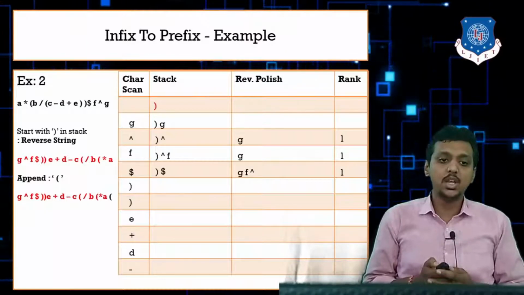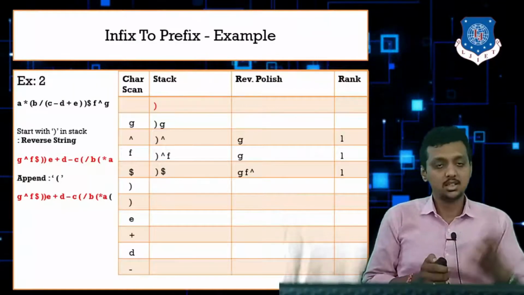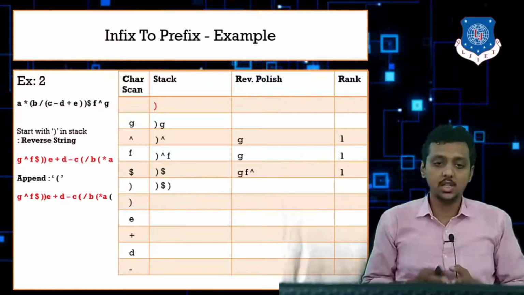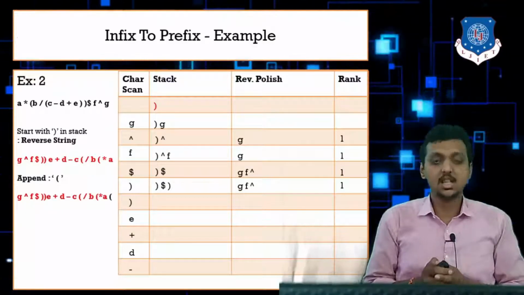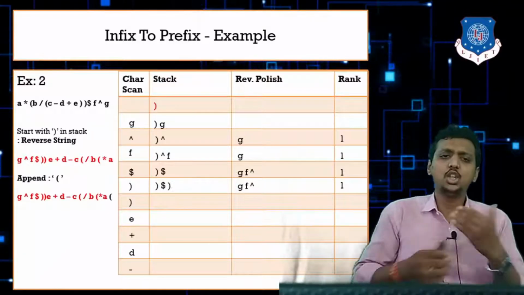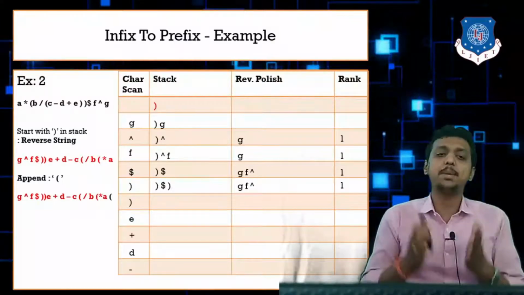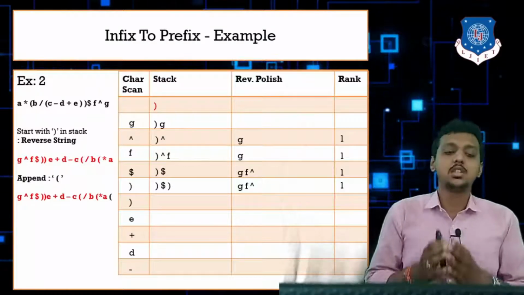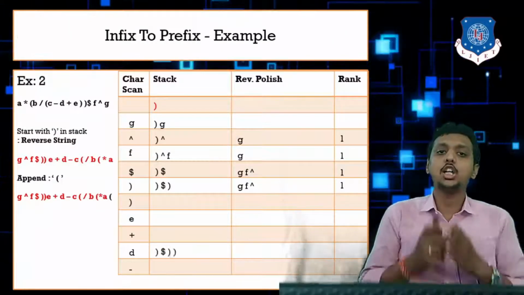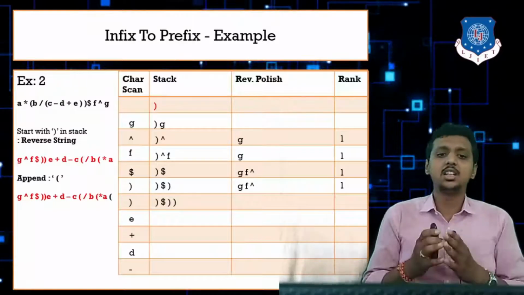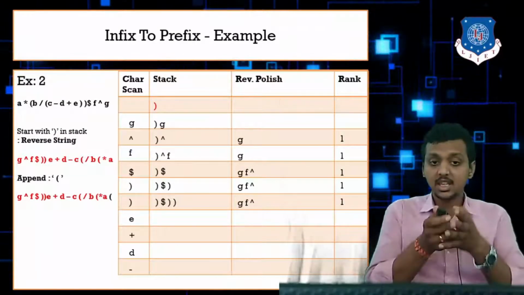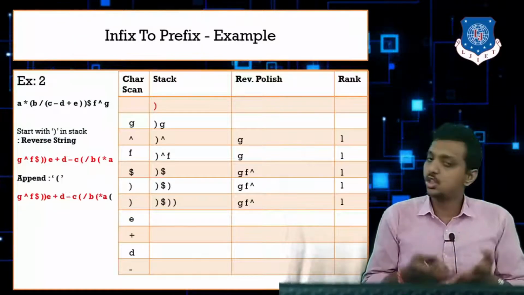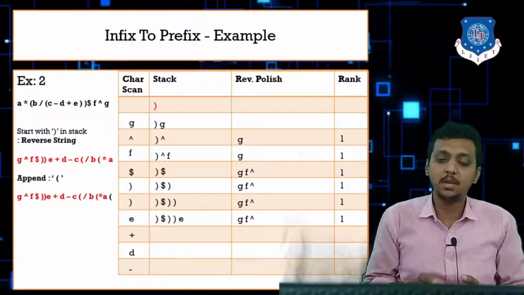Now next we have the closing one. What to do when you get the closing? Just push it inside the stack. When you push it, the stack becomes closing dollar closing. The reverse polish and rank remain as they are. Again I have the closing bracket. Again we need to push closing inside the stack, because the closing bracket outside the stack has higher precedence, that is 9. So the stack is closing dollar closing, and the reverse polish and rank remain as they are. Next, students, we have E. What to do with E? Just push it inside the stack. Reverse polish and rank remain as they are.